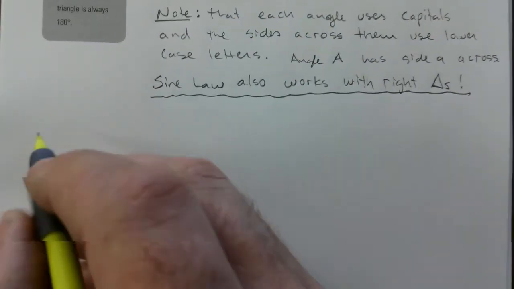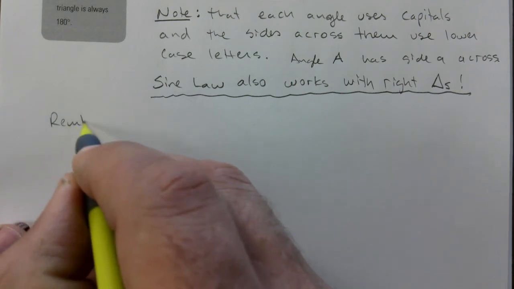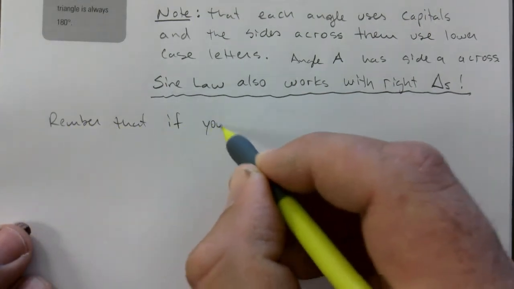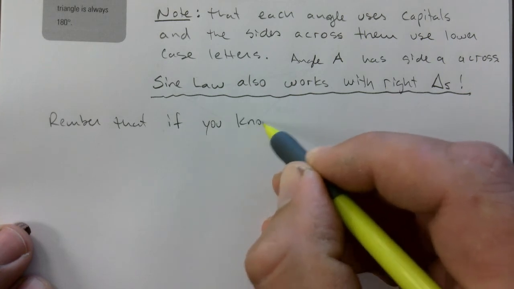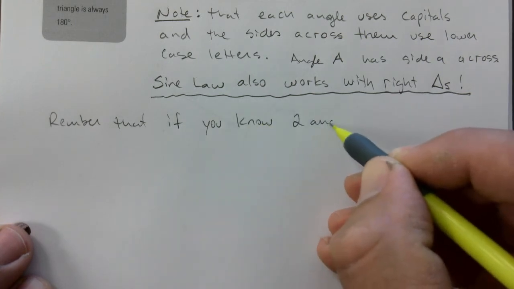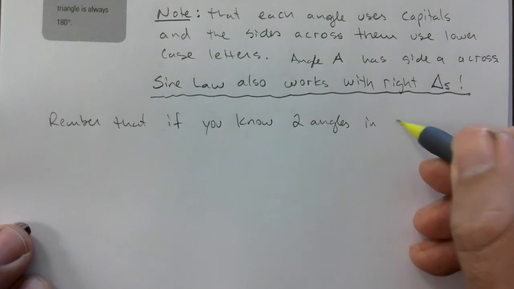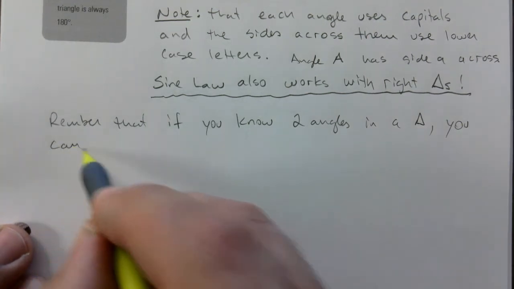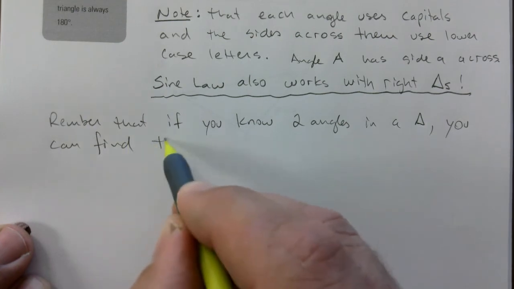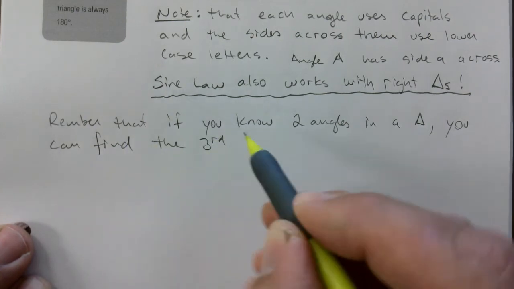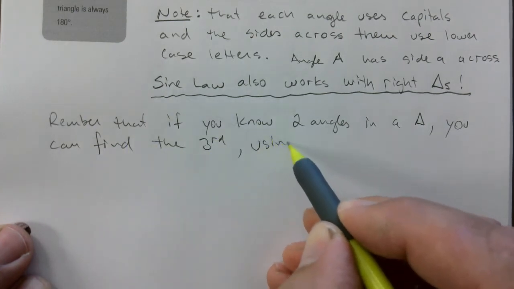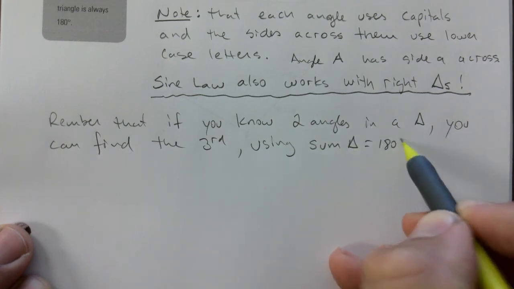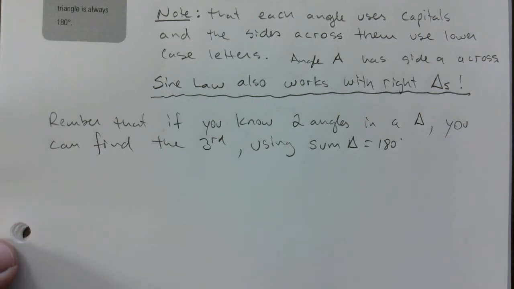And I will add this. Remember that if you know two angles in a triangle, you can find the third by using the sum of angles in a triangle equal to 180, right? Using that property.